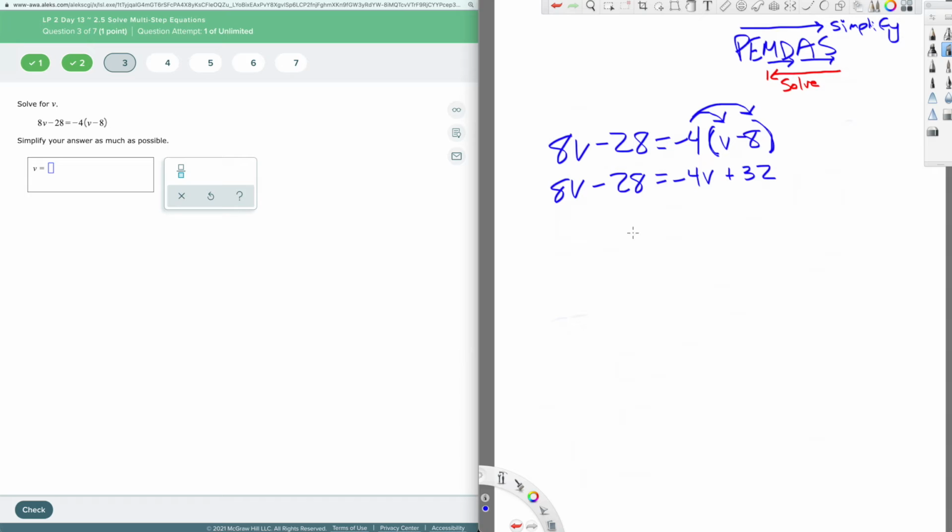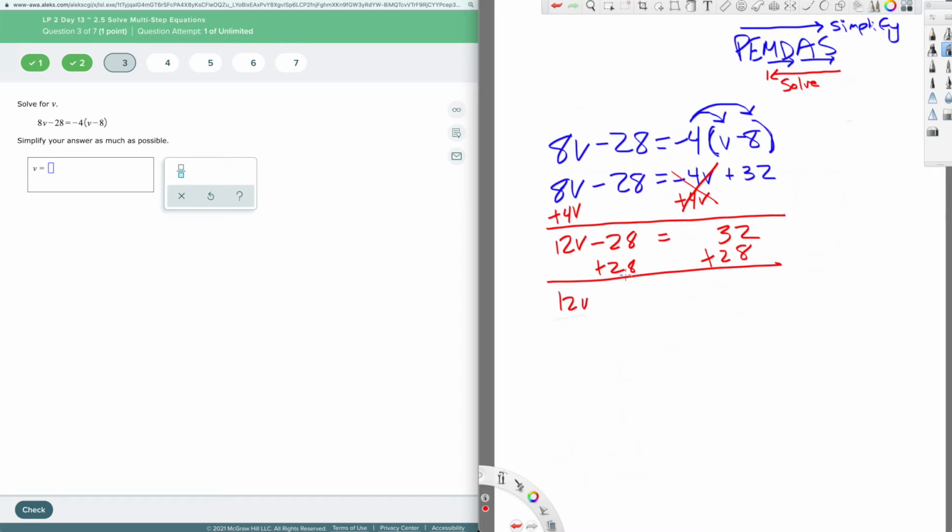So I have 8v and -4v. I'm going to switch my colors here so that it's the solve stage, because we're moving things from one side of the equal sign to the other. So this is 12v minus 28 equals -4v plus 4v cancels out, and we have 32 drop down. All right, my variables are all on one side. Now I need to move this 28 to the other side. So 12v, -28 plus 28 cancels out. 32 plus 28, so we get 60.